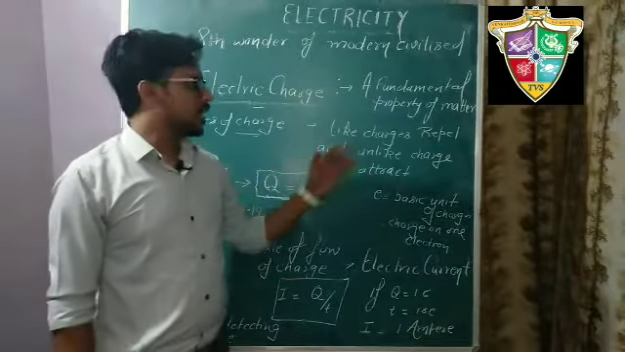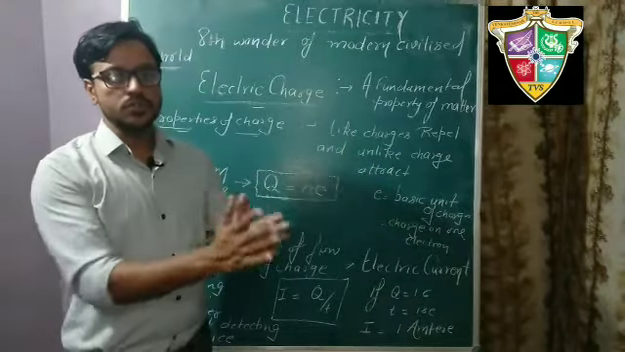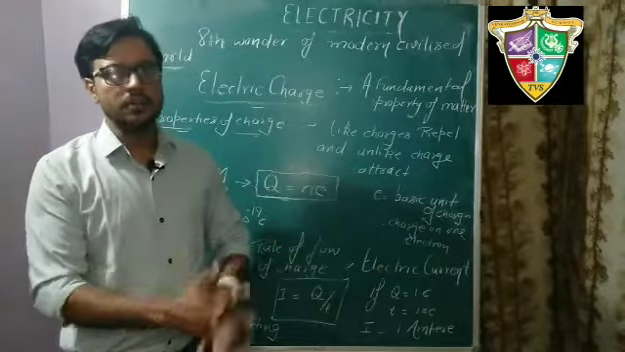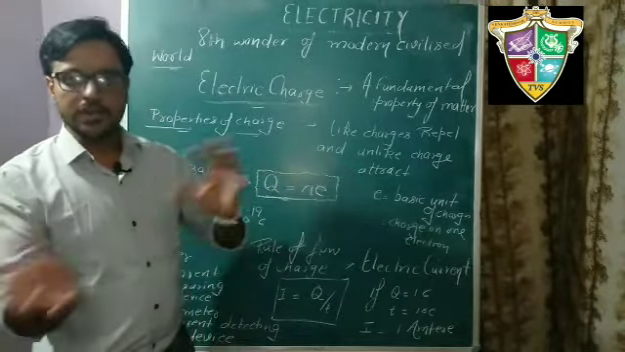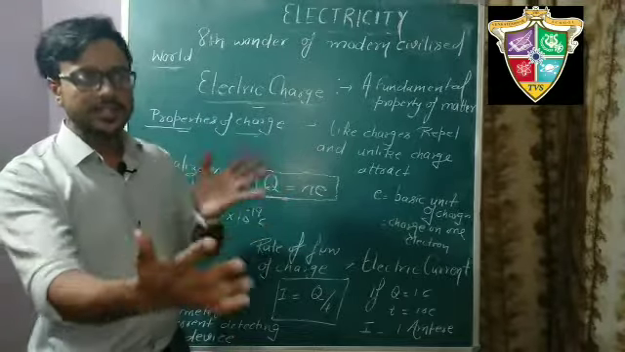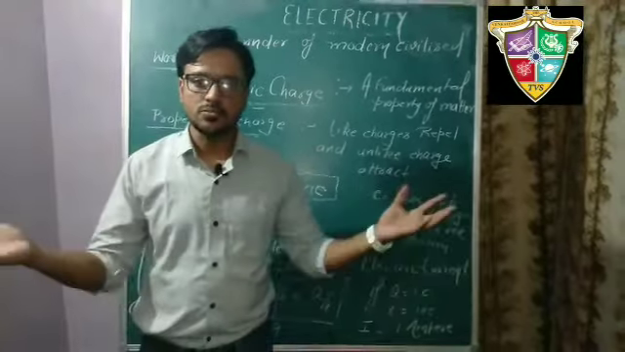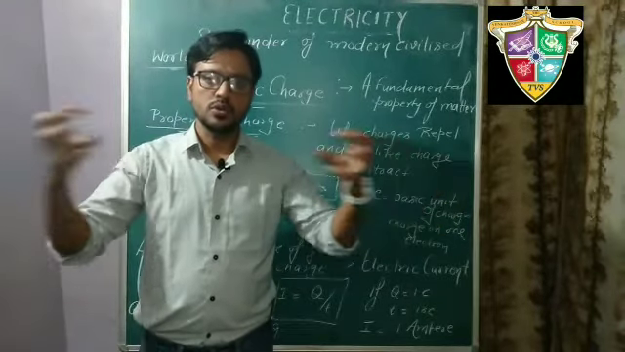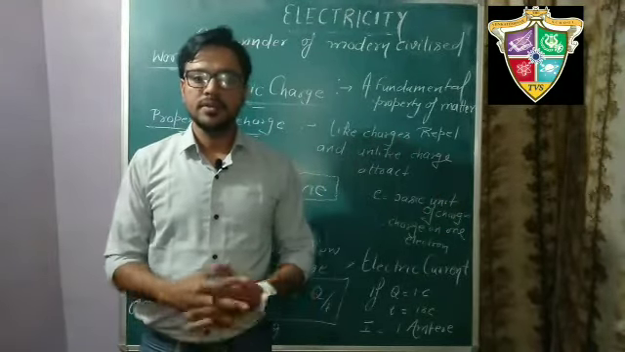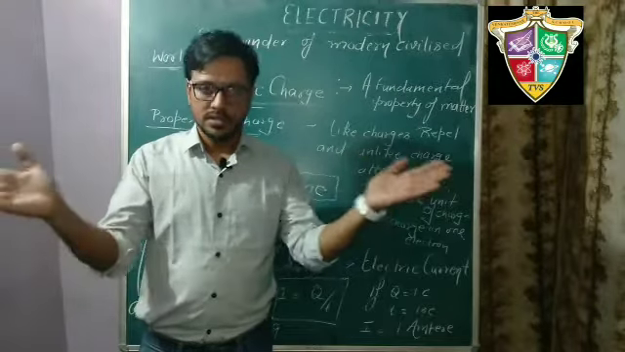Let's move to the next property of charge. Like charges repel each other and unlike charges attract each other. It means positive repels positive, negative repels negative, and positive and negative attract. Similarly, in the case of magnets, we have north and south poles. If we bring north pole to north pole, they will repel. If we bring north and south, they will attract.